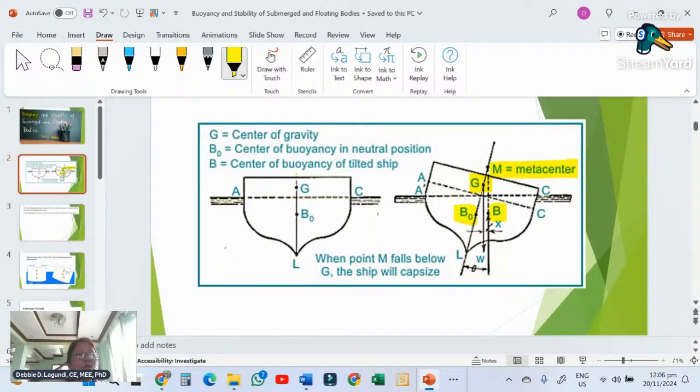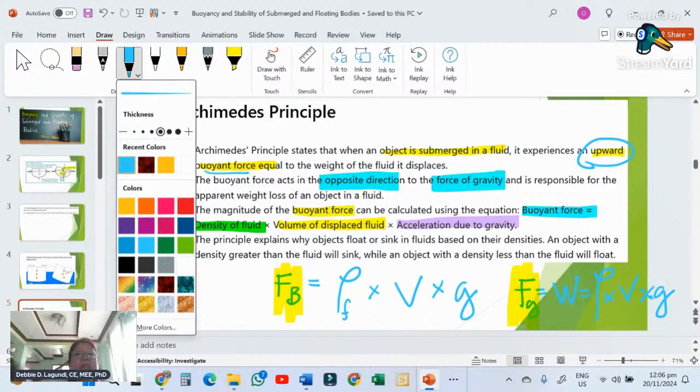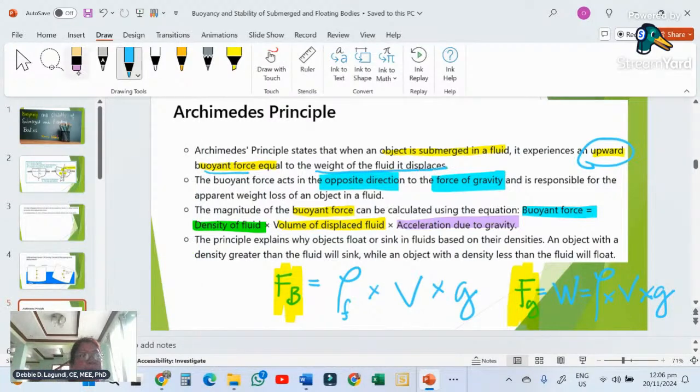But first off, we have to do the Archimedes principle, the one I was explaining a while back. It involves a submerged object in a fluid, and the Archimedes force, the buoyant force, is always an upward force. And this is equal to the weight of the fluid it displaces. I will explain more on this with an example. The formula we're going to use is FB, the buoyant force, is equal to the mass density of the fluid times the volume of the displaced liquid times g.